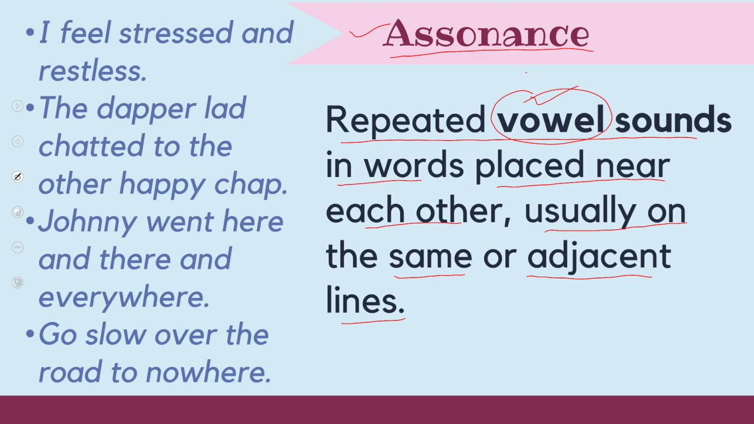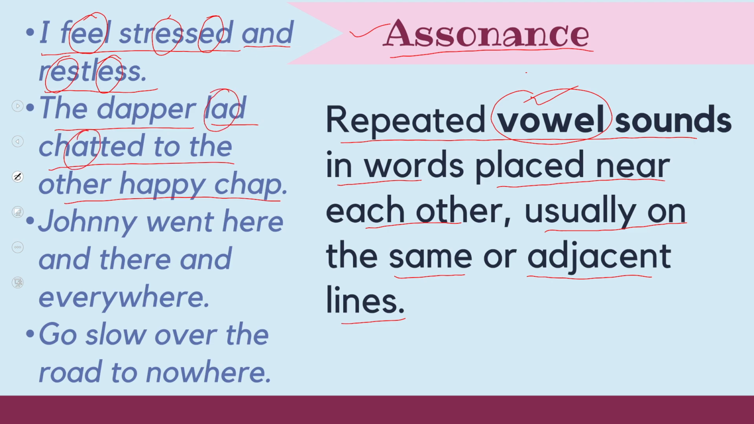For example, I feel stressed and restless. You can see the vowel sounds are coming again and again. So when you read this aloud, you can feel assonance and the repetition of the vowel sounds again and again. The dapper lad chatted to the other happy chap. So the sound of A is being repeated over here. Then Johnny went here and there and everywhere. So you can see a rhythm, a musicality, a particular sound that's coming. This is also an example.